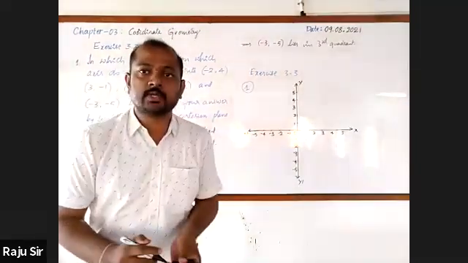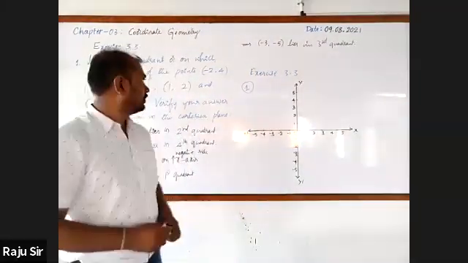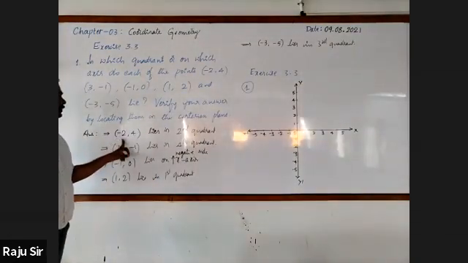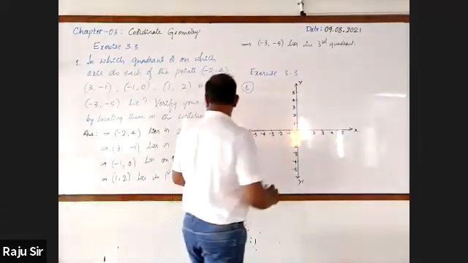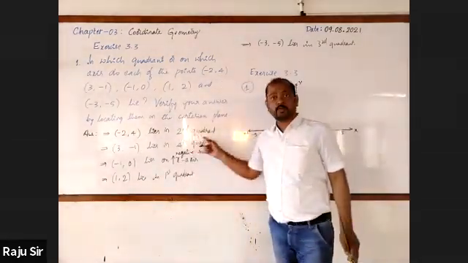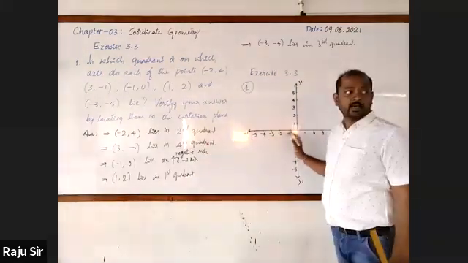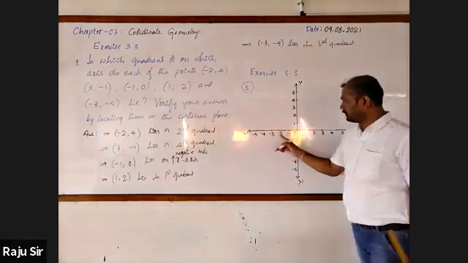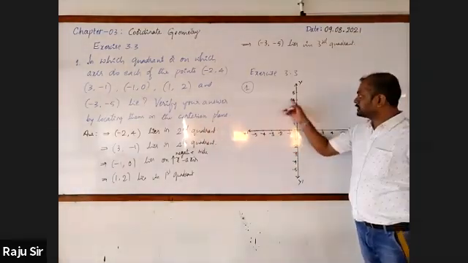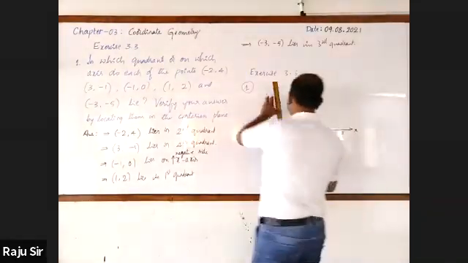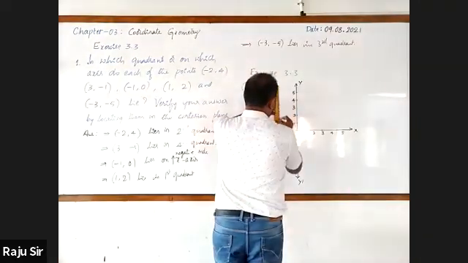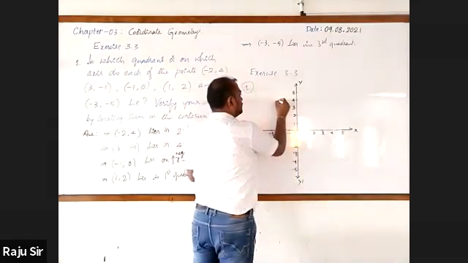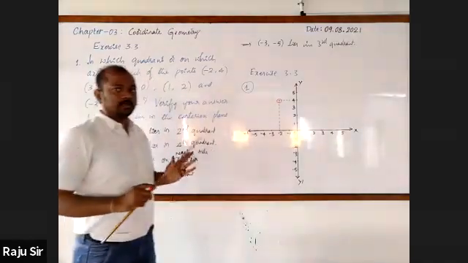Now, just go for locating the points. First point, (-2, 4). You said second quadrant. First you have to mark yourself, then you just compare. Here -2, here +4. Here is the point. Yes, the point is in the second quadrant. It is correct.